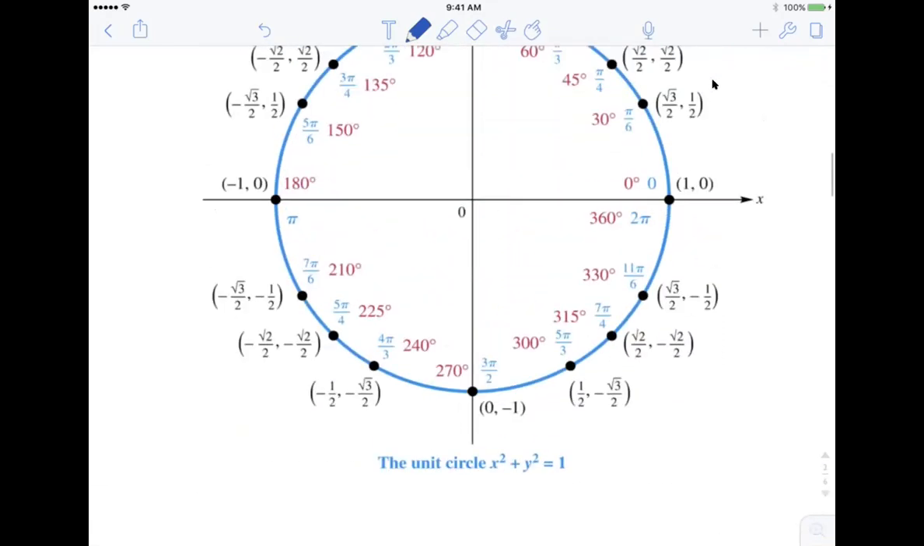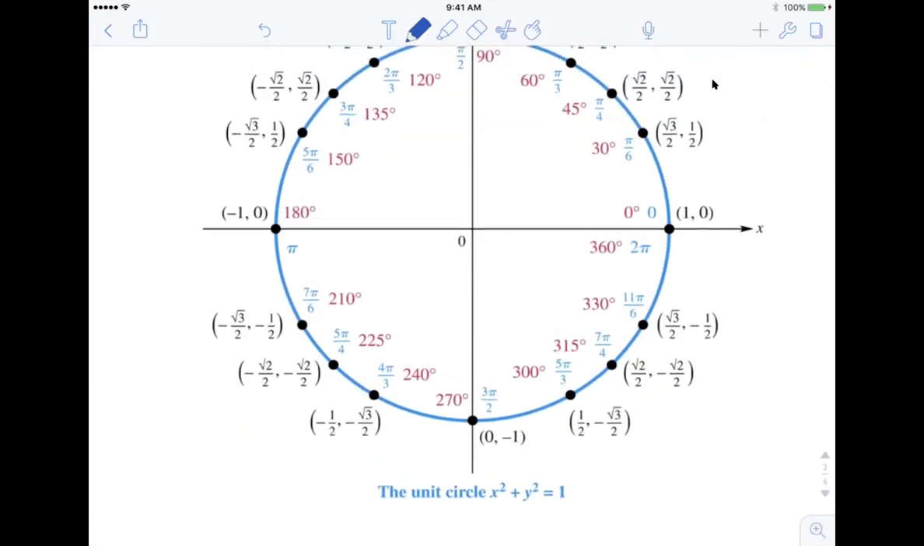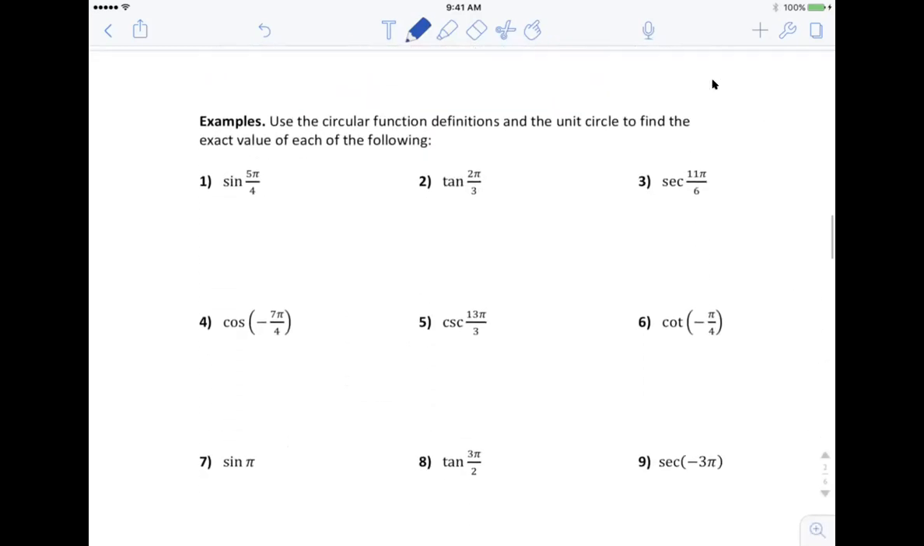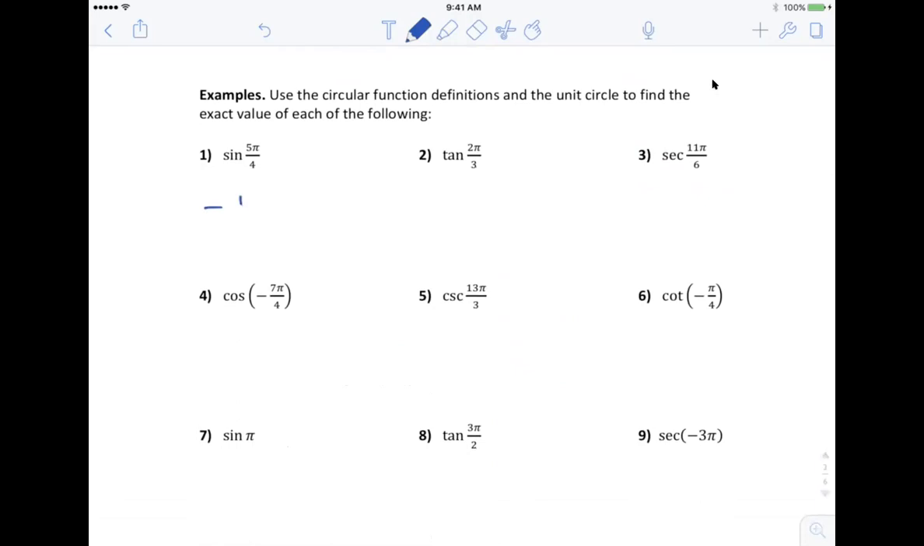We're just going to go to where sine 5 pi over 4 is, and I just know the sine is the y value, so that's negative root 2 over 2. Okay, so that's all I got to do. This would equal negative root 2 over 2. Okay.